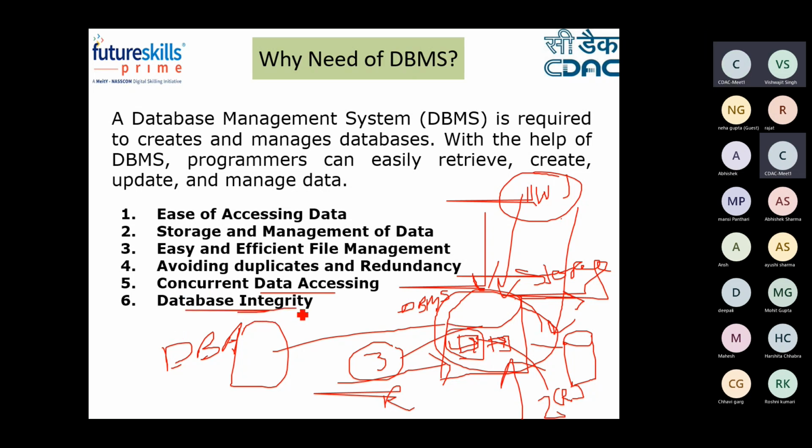Database integrity. The data that you are using should be in a consistent manner, and the characteristics of the data should not be changed. Whatever schema you have defined, according to that schema the data should be maintained and accessed in a user environment. So these are the basic six needs for why we require a DBMS. Any query by anyone? No, sir.